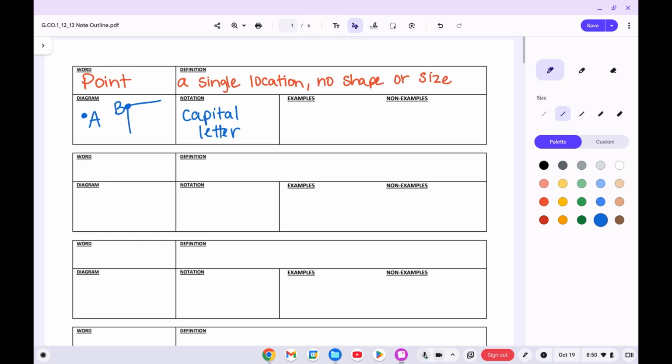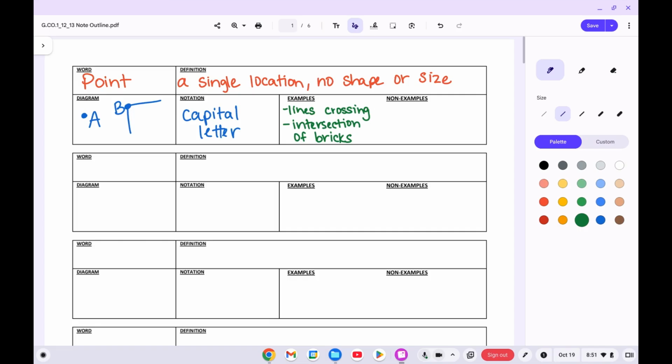Okay, some examples of where points would be are when we have lines that cross, lines that are crossing, an intersection, or the corners of the bricks on the walls in my classroom. All those corners would all be points.